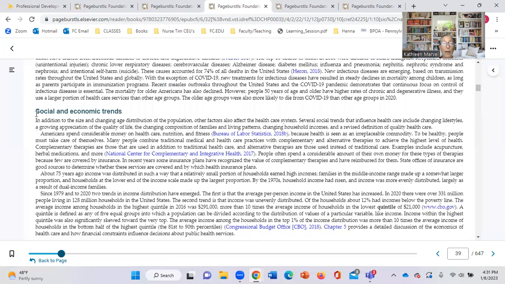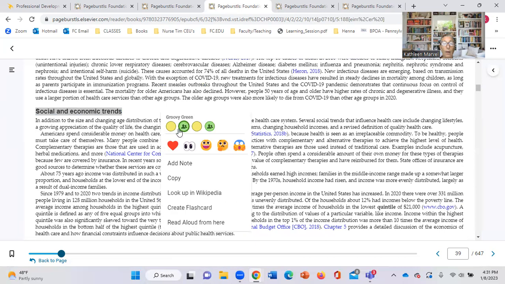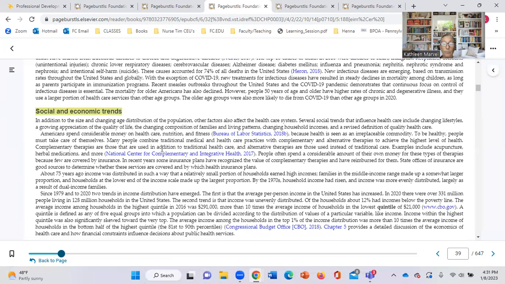Here are some social and economic trends for global healthcare. In addition to the size of the population and the age distribution of the population, we know that changing lifestyles, appreciation for the quality of life, changing composition of families, living patterns, and household incomes are all defining what quality healthcare means.